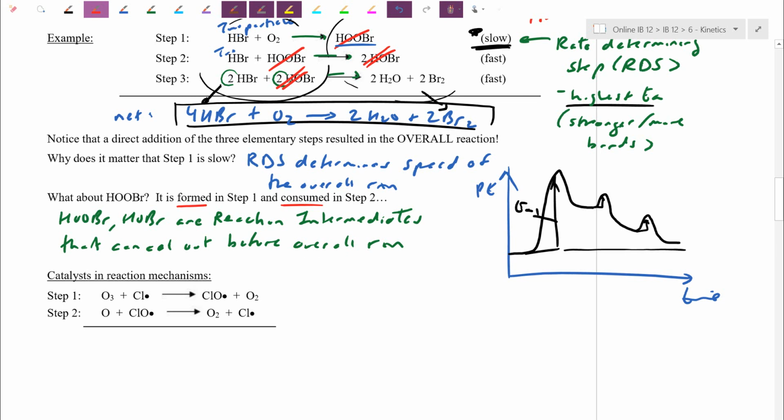I want you to be really careful, though. The intermediates, for example, Huber, was the product of step number 1. Huber would actually be sitting here. Huber is a chemical. You can isolate it, right? It's stable, right? It's low energy.